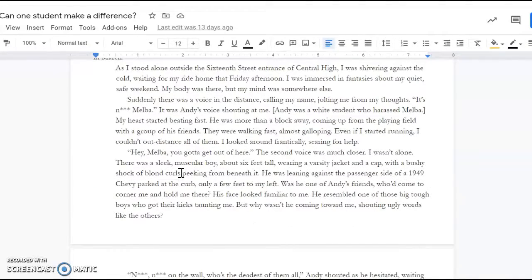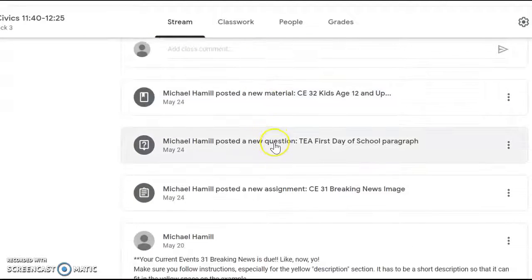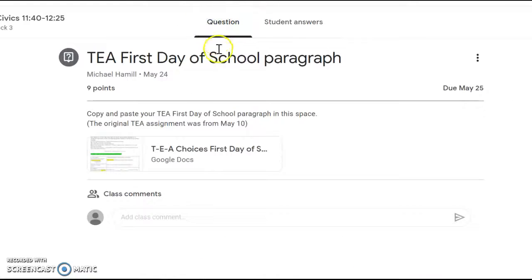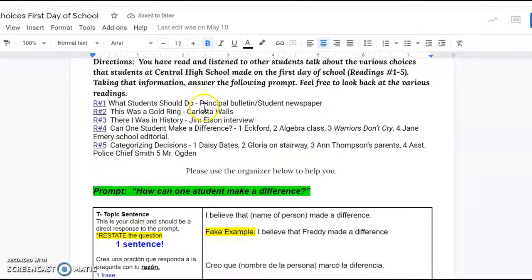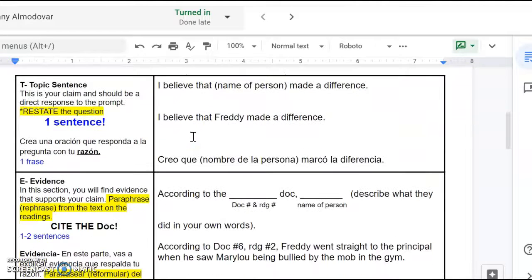So once this is finished, you're going to go back to classroom to do the second part of this assignment, which is the T first day of school paragraph. You're going to use this copy. You have a copy of this document, and, sorry, it's the same document, actually. Sorry about that. So anyway, on the organizer document, you're going to fill this in.